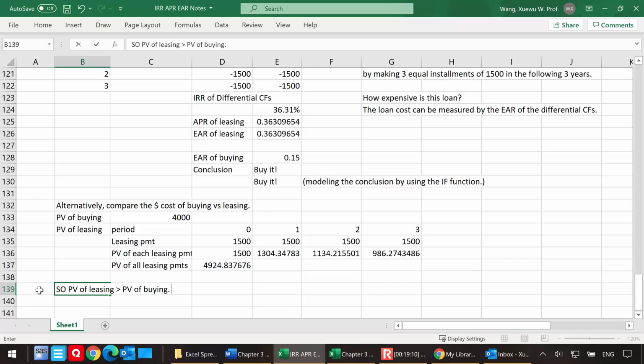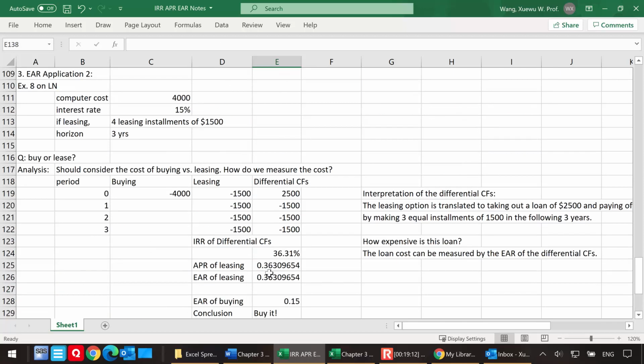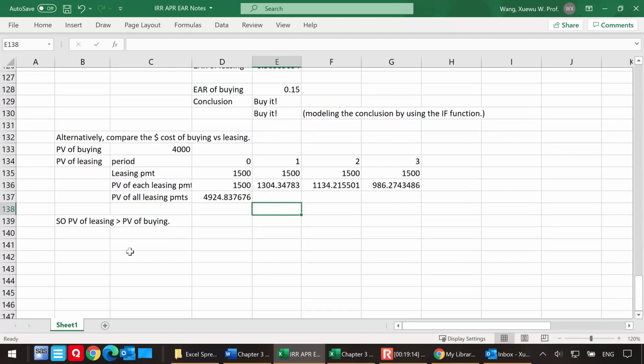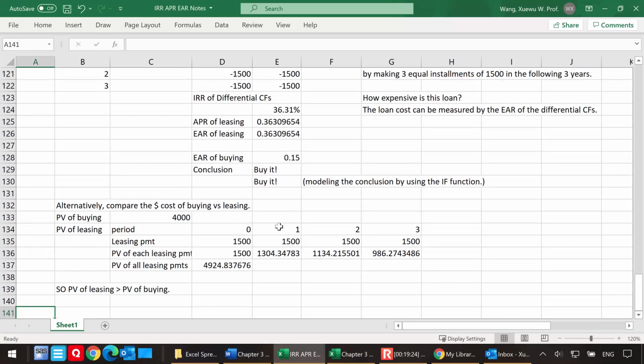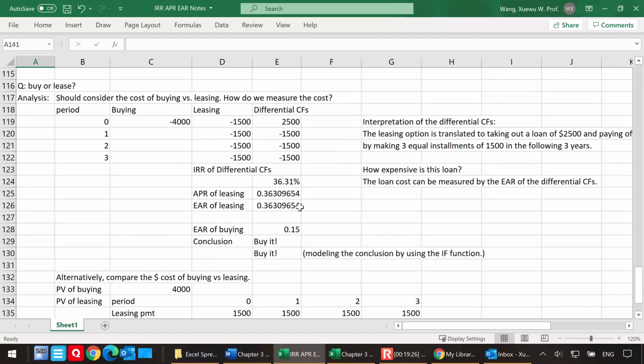All right. So that is example number 8, and this is a very straightforward application of using EAR to measure the cost of buying versus leasing. All right. So I like to emphasize that in this example, we are making a few implicit assumptions. The first one here is there is no tax.